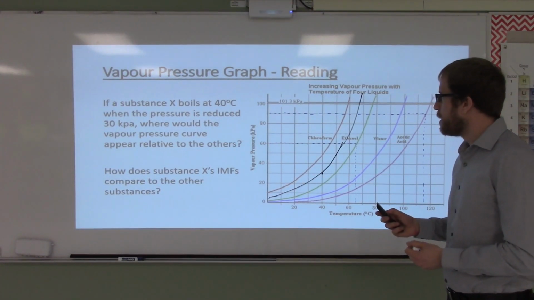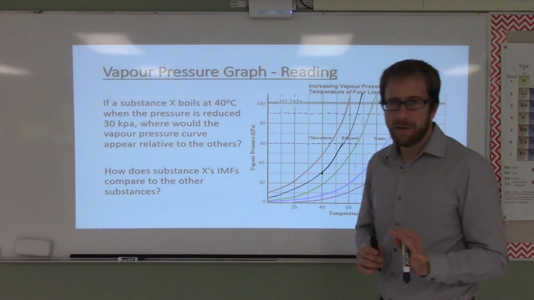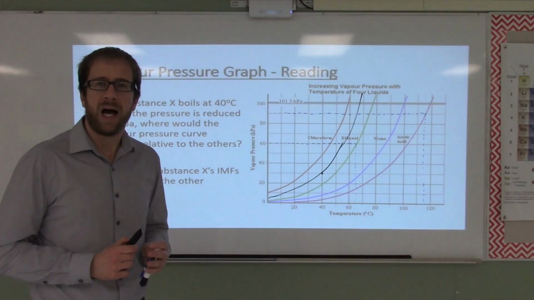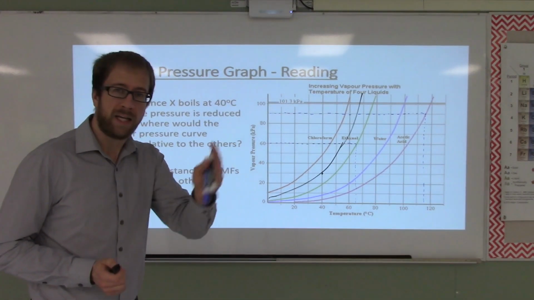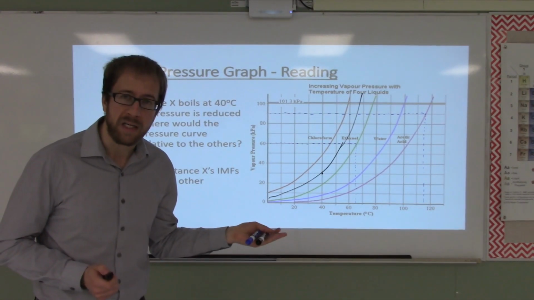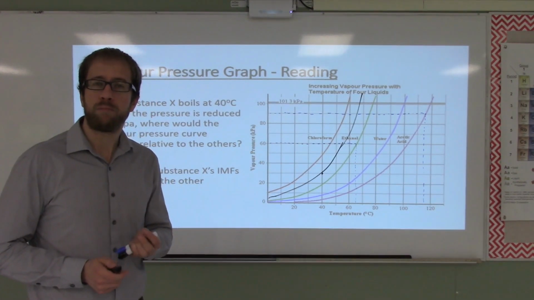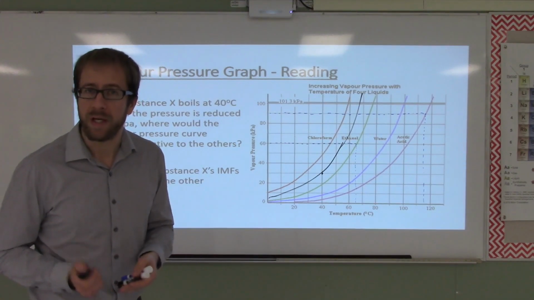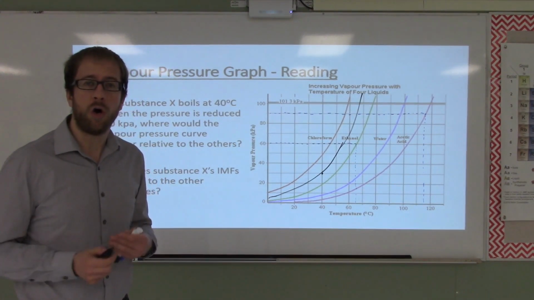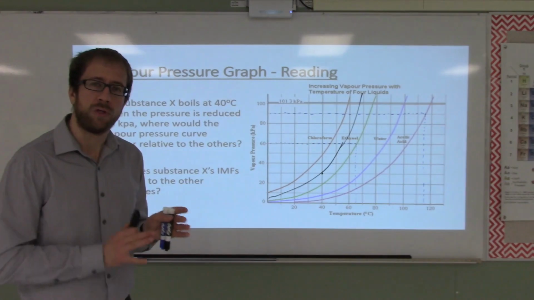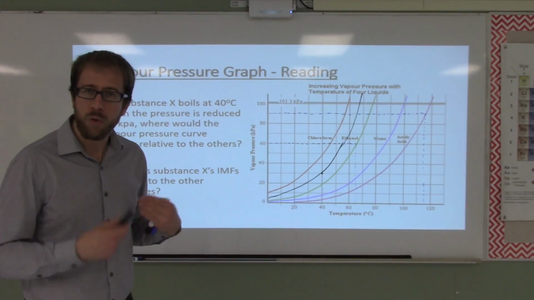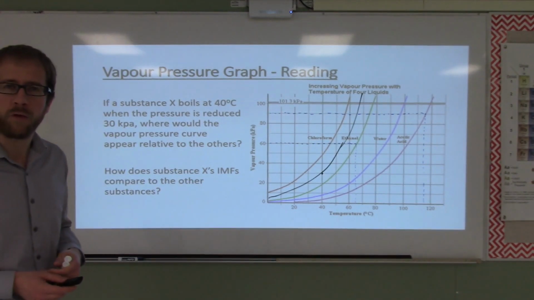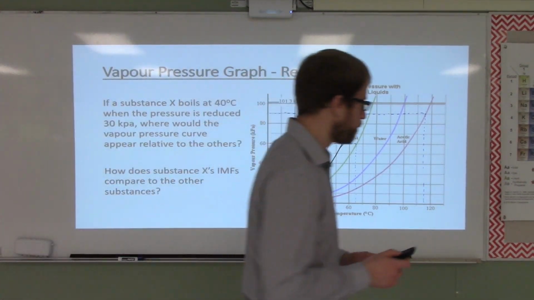Okay, so vapor pressure graphs are pretty straightforward, right? I'm going to be asking you to interpret, based on a temperature, what pressure does it need to be to boil? Based on a pressure, an atmospheric pressure, what temperature would it boil at? So you need to learn how to interpret these graphs, answer questions about them, and answer questions about the relative intermolecular forces present within these substances.